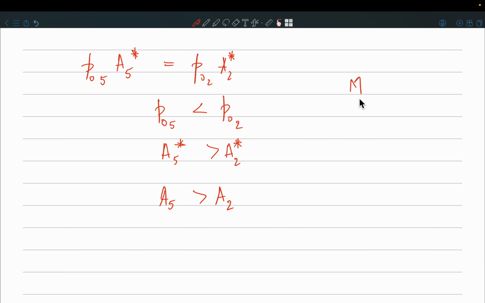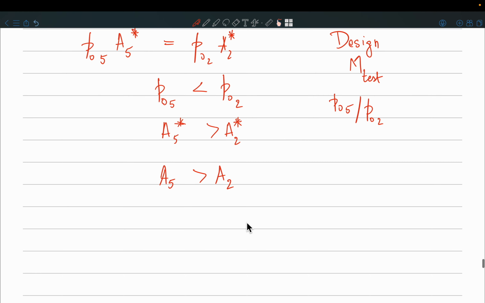So there's a supersonic wind tunnel and you know the Mach number that you want by design in the test section. So you will have the P0 5 by P0 2 ratio. Is that understood? Yeah, so in the test section we know the design Mach number, and we also know the stagnation pressure ratios. So we have the area ratios, so we know how to design our supersonic wind tunnel.